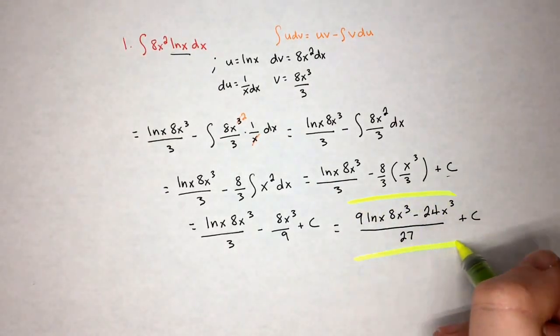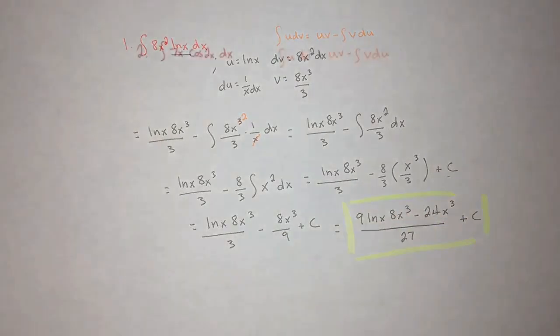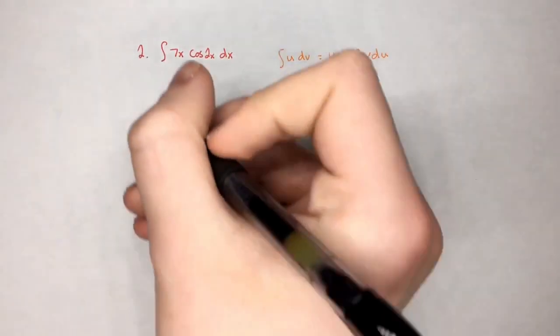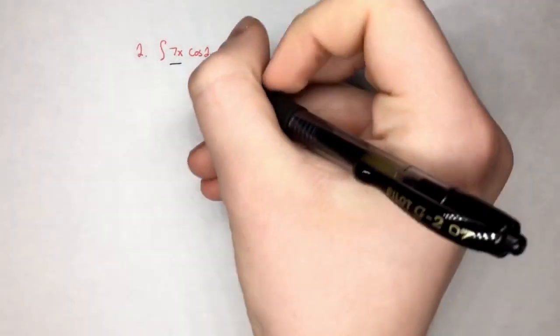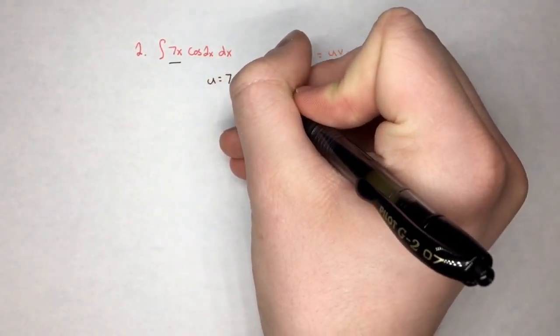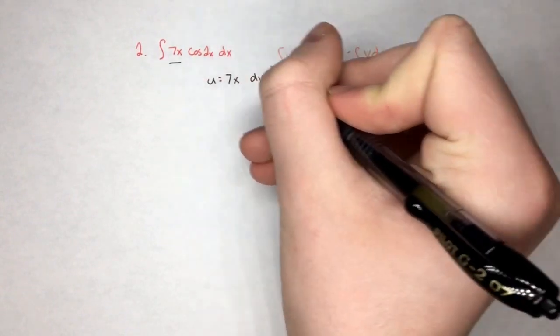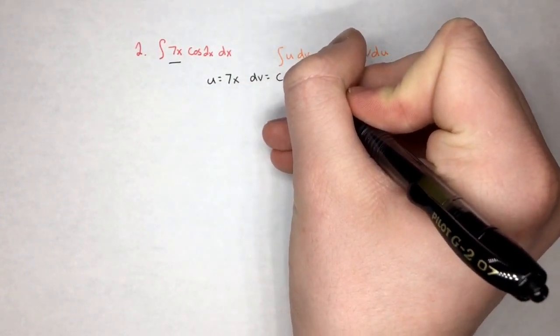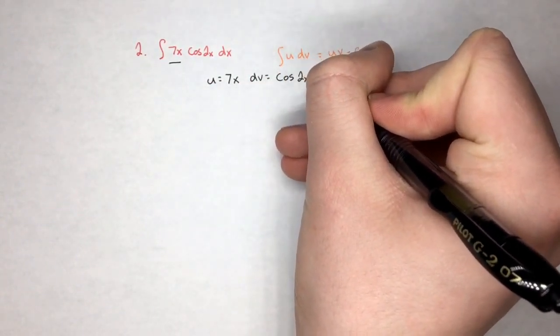Now let's take a look at another example. So looking at this next one, I can see that if I take the derivative of 7x, then we can break that down into a constant. So I'm going to go ahead and make u be equal to 7x and dv equal to cosine of 2x.